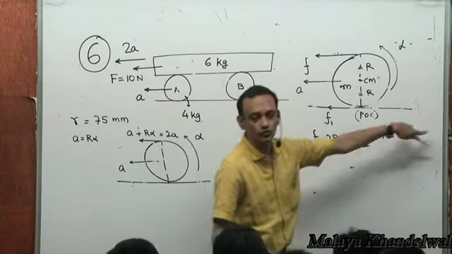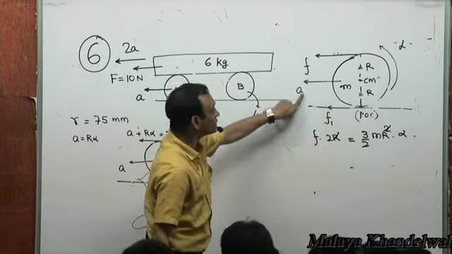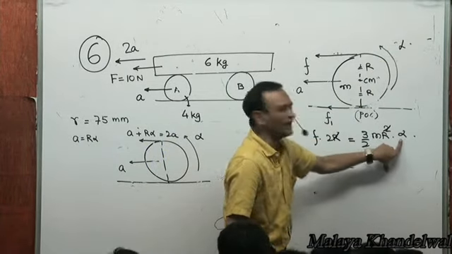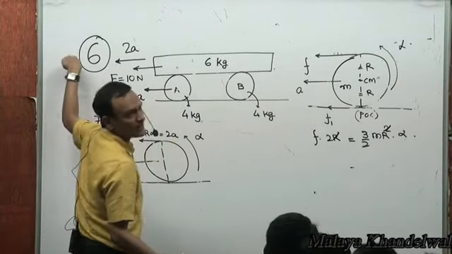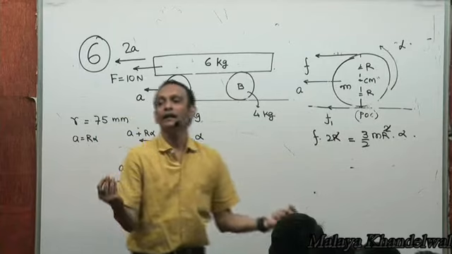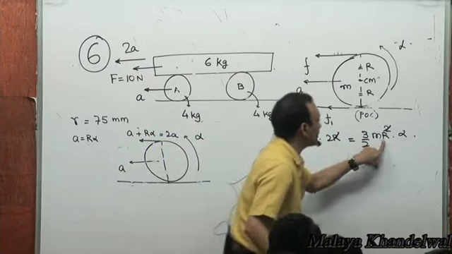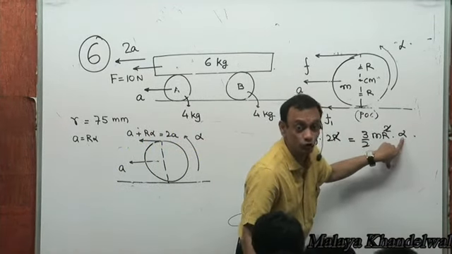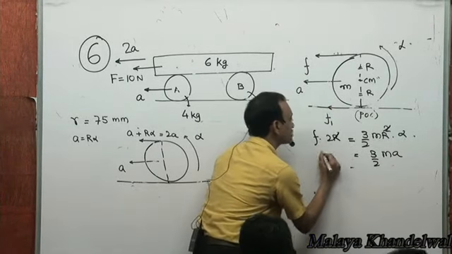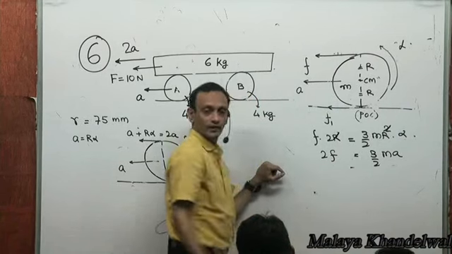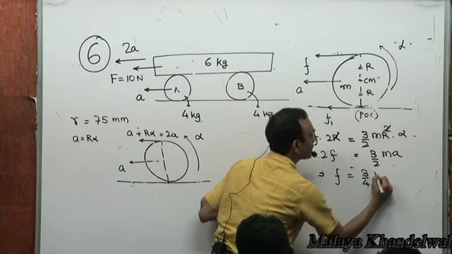F into 2r is 3 by 2 mr squared alpha. Now, this and this would get cancelled. But since it's rolling without slipping, A must be equal to R alpha. See, I want to eliminate alpha. I just want to have A, because if I know the acceleration of the disk, then 2A would be the acceleration of the carriage. So I don't want alpha to be unnecessarily poking in my equations, right? So what I do is I write this R alpha as A. That's the condition for rolling without slipping. So this would be 3 by 2 MA. That's 2F. Right? F then is 3 by 4 MA.